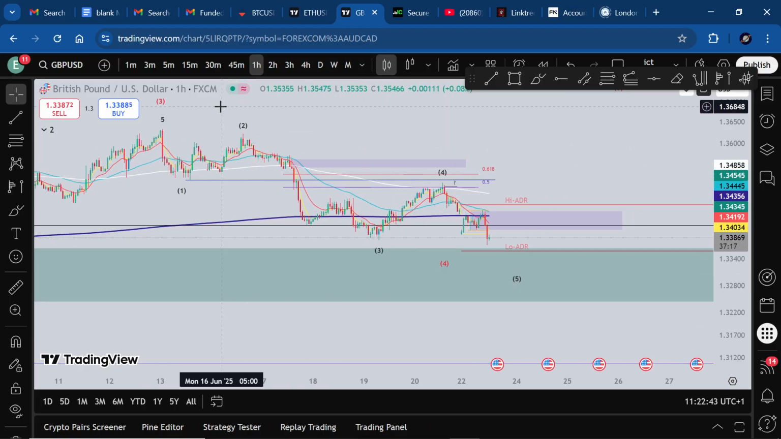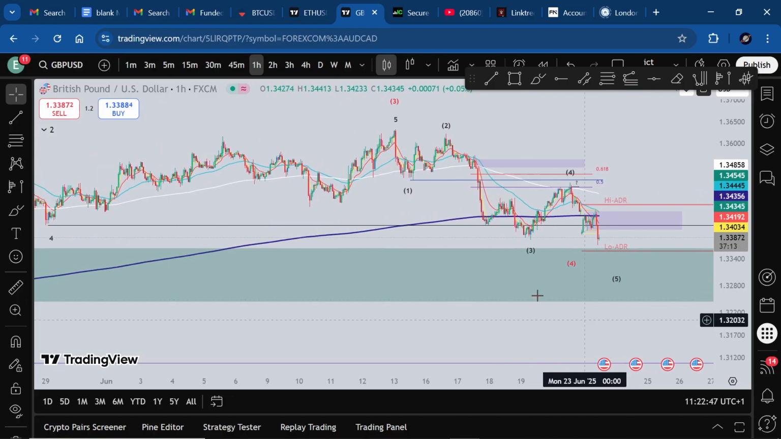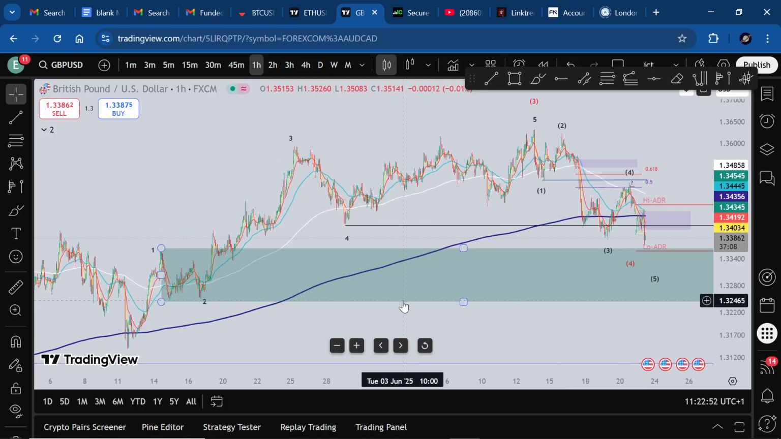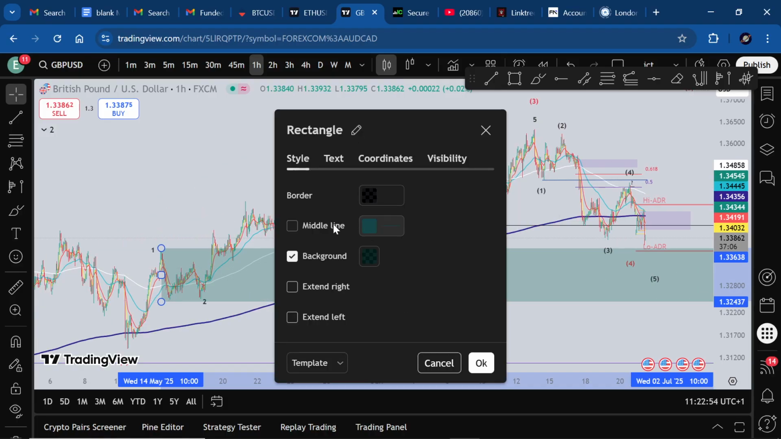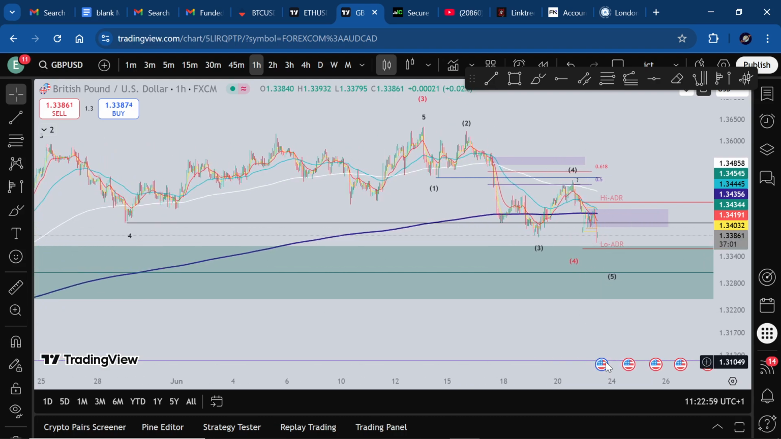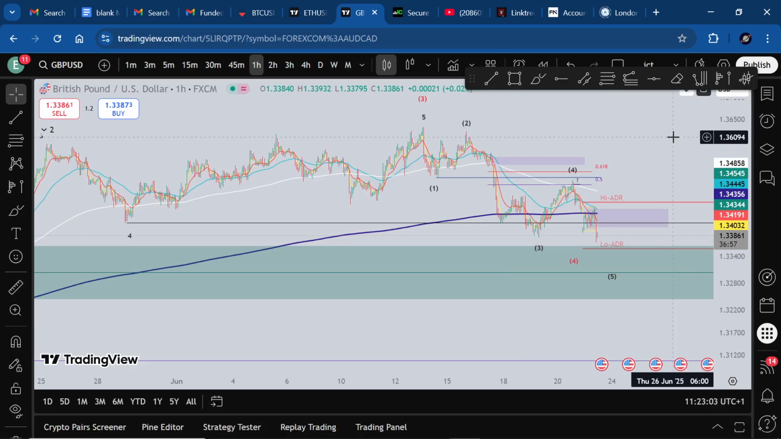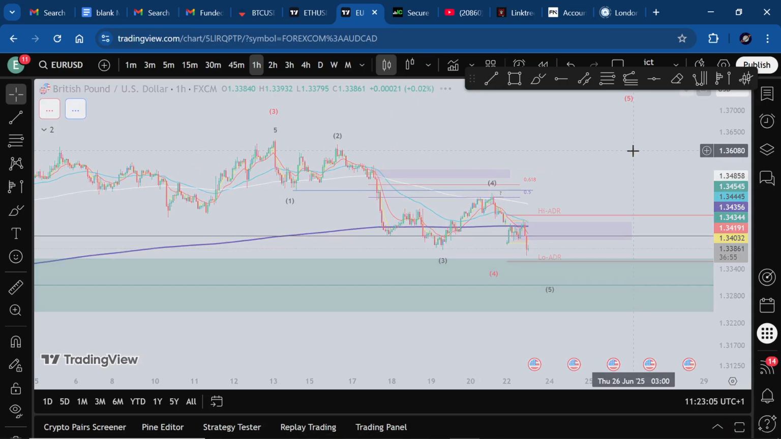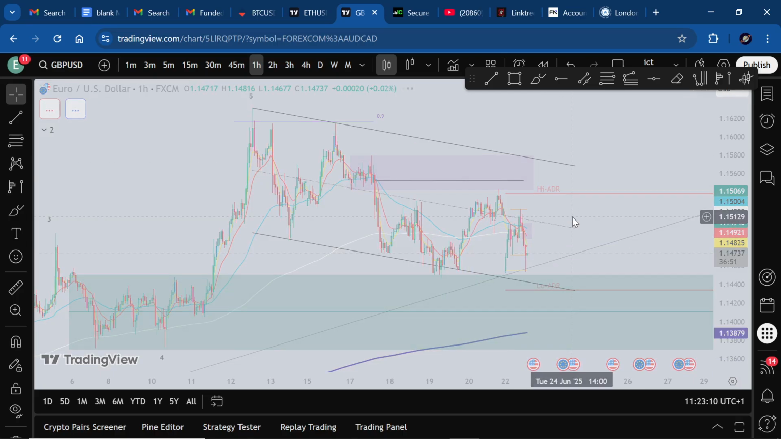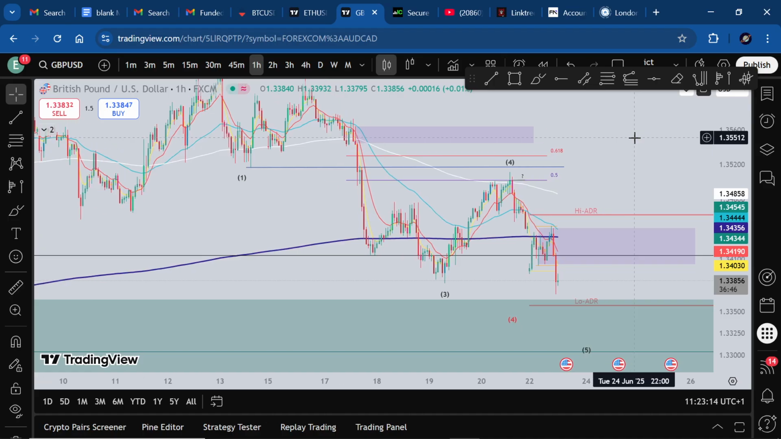This can be B or W, X, Y, or a few things can happen here, and it can go quite deep. But I'm currently looking at the middle of this box, just like the Euro USD. I'm not expecting any major moves today, to be honest with you. Something might kick off at 3 o'clock for the pound and the euro. So I'm not expecting anything major.